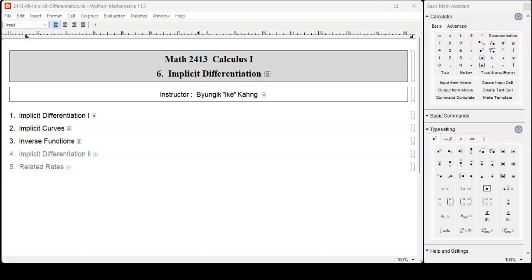Hello students, welcome back. Section 3, Inverse Functions. Here in Section 3, we are going to focus upon the derivative computations of inverse functions.